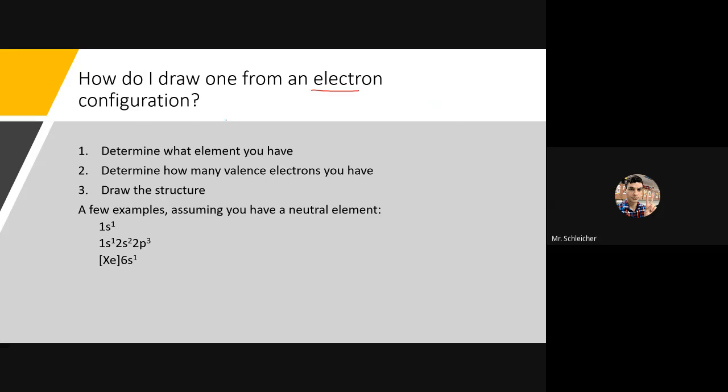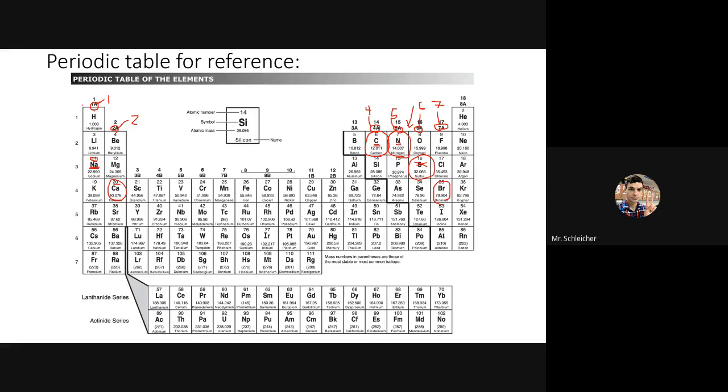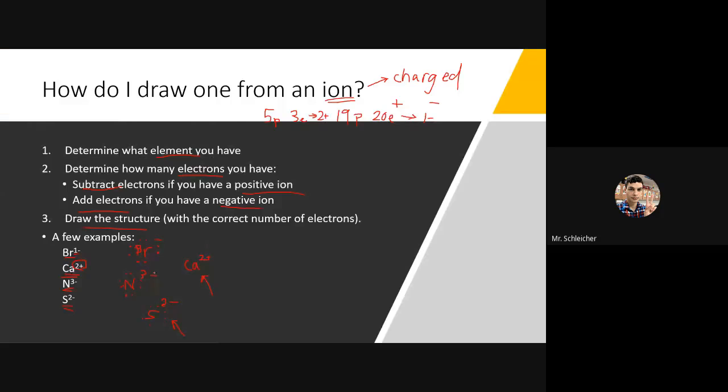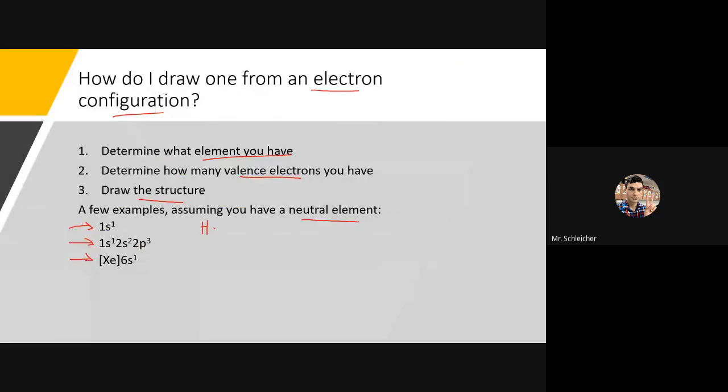Okay, electron configuration. If you have an electron configuration like one of these over here, the first thing you have to do is determine what element you have. Otherwise, you don't know what element symbol you have to use there. Then, same steps as before, determine how many valence electrons are in that element, and then draw your structure. So assuming that we have a neutral element, let's look, 1s1. You look at our periodic table, 1s1. Let's see, the S block was over here. 1s1 should be hydrogen. And hydrogen has 1 valence electron, so we are going to do H and 1 dot.